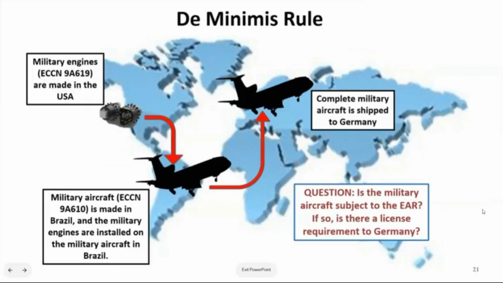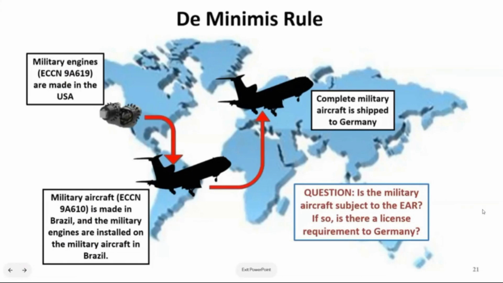So we're going to do an example of general prohibition number 2 using the de minimis rule, with an example that does happen. So we have a military aircraft. This is the overview of what we're doing here. We're going to have a fact pattern I'm going to talk about. We have a military cargo aircraft, a 9A610. It's going to be manufactured in Brazil.